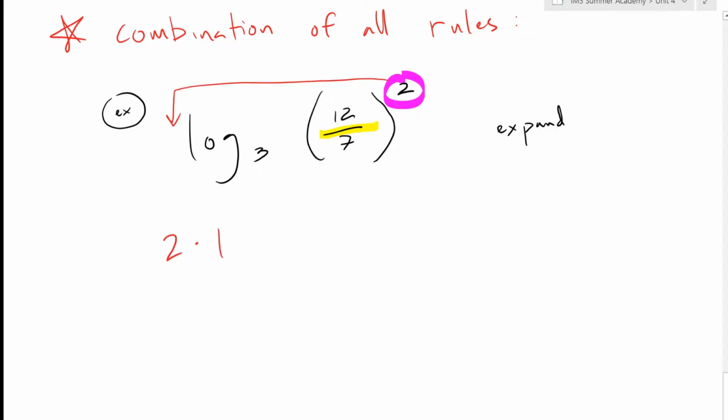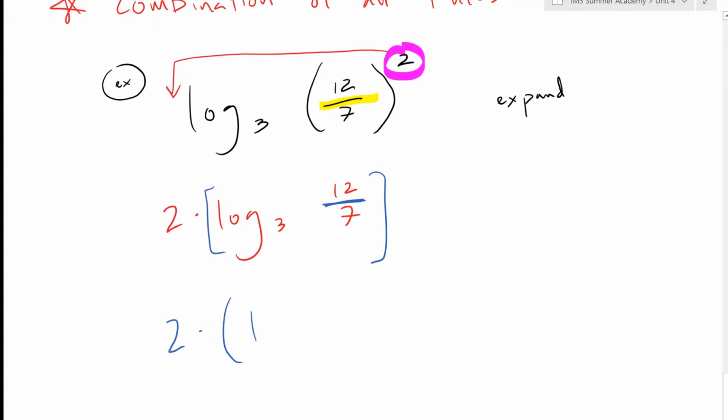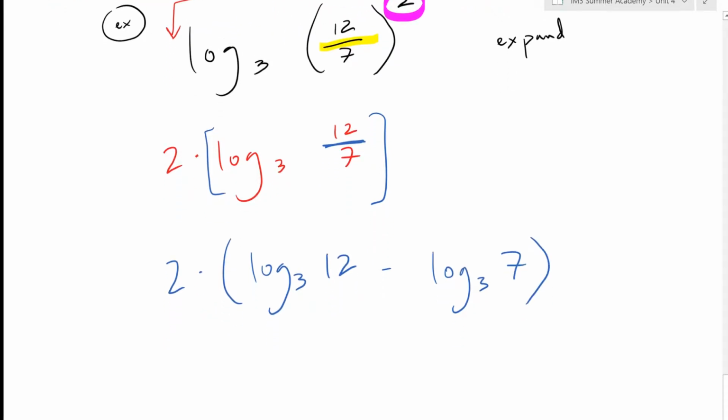So let's write that. Log base 3, 12 over 7. Now I really don't need the parentheses anymore. That 2 is technically being applied to everything, so I'll keep the 2 outside. This log is now going to get split into 2 with subtraction because of that division symbol there. So we have log base 3 minus log base 3. 12 is going to go here, 7 is going to go there. And now there's our fully expanded version of this logarithm.